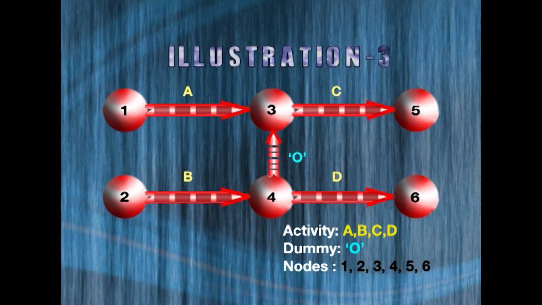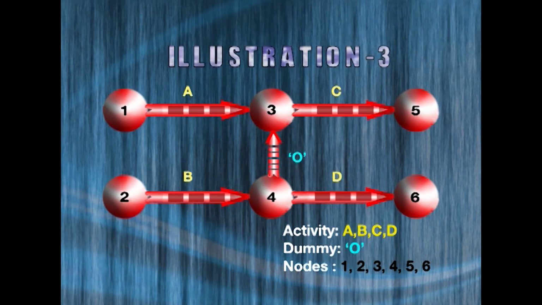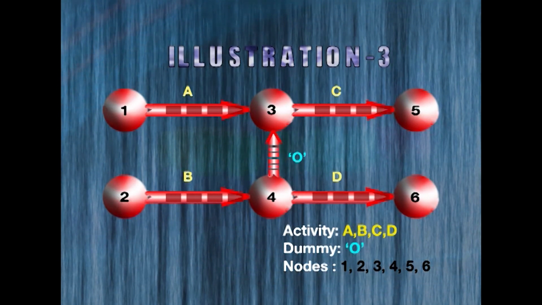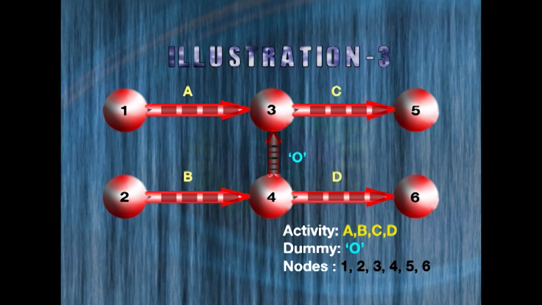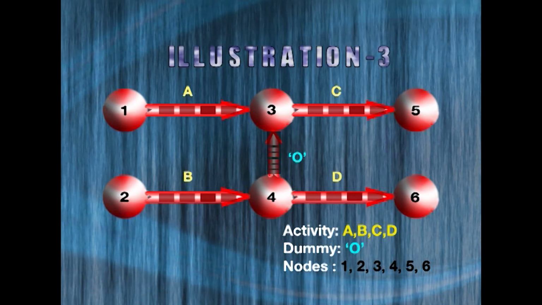But the introduction of this dummy activity clearly tells you that activity C is dependent on the completion of both A and B. It is dependent on the completion of A directly. It is also dependent on the completion of activity B, and then subsequently a dummy activity connects it to node 3, showing that C cannot start until both A and B are over.